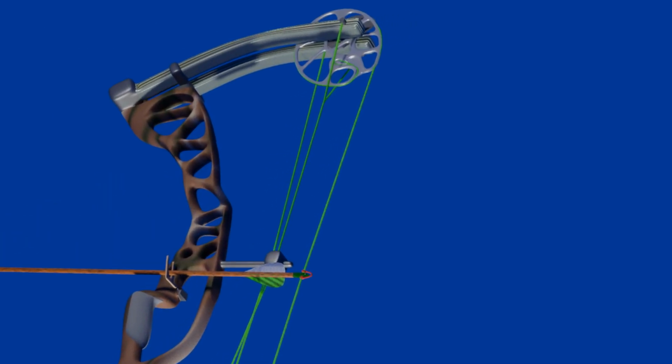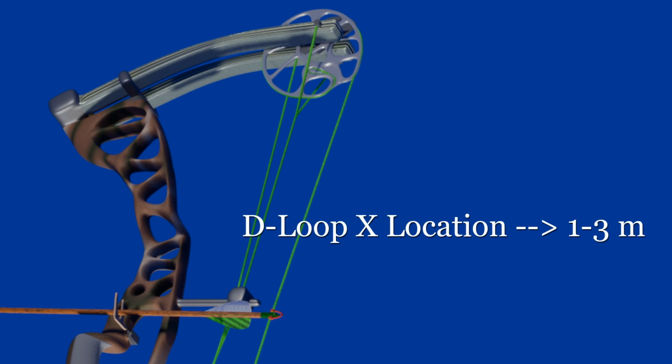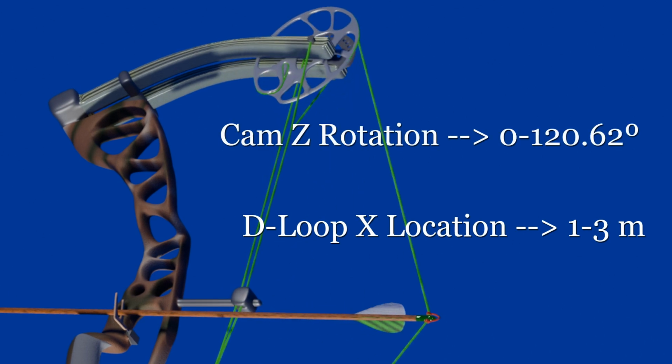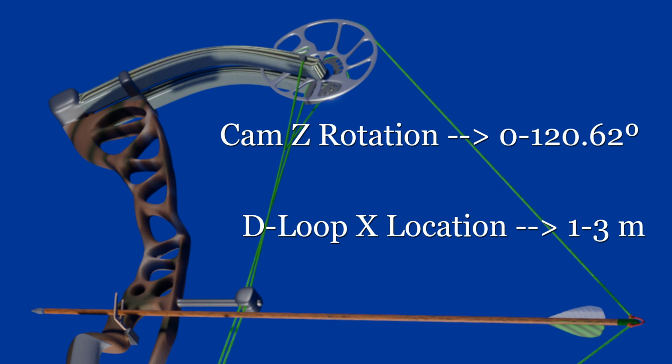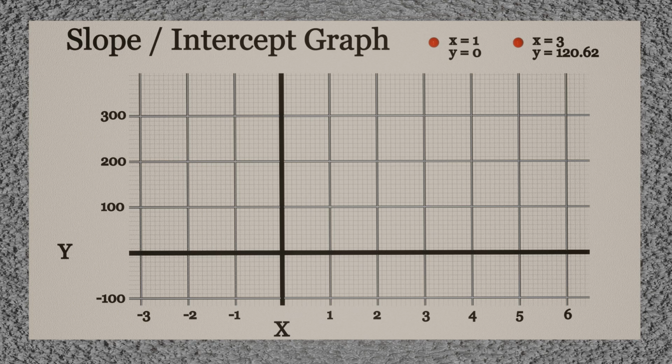We have a variable, the D-loop x location. When it goes from 1 to 3 meters, we want the cam rotation to go from 0 to 120.62 degrees z rotation. If we put these numbers in a graph with the x-axis representing the D-loop location and the y-axis representing the cam rotation, we get a straight line relationship. The formula for this relationship is the slope-intercept formula, y equals mx plus b. M is the slope or angle of the line, and b is the point on the line where it intercepts the vertical y-axis.